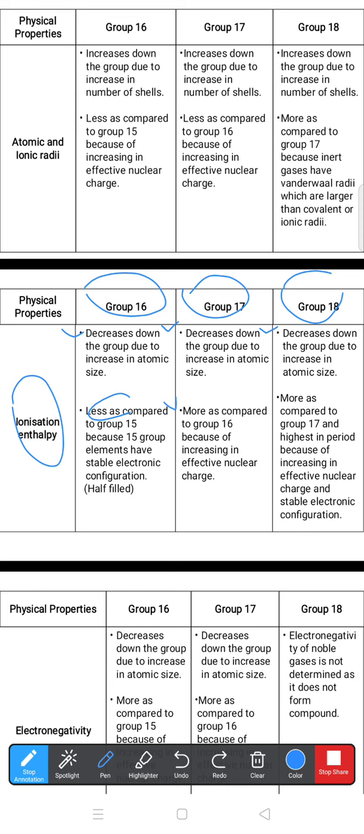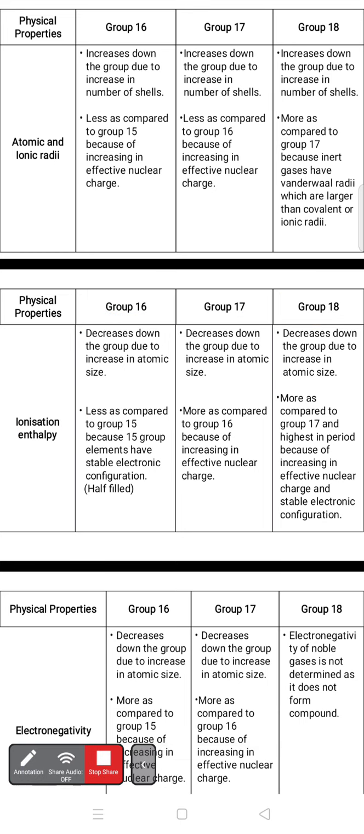Group 17 is more as compared to group 16 because of the increase in effective nuclear charge. You know very well what the effective nuclear charge is. Group 18 is more as compared to group 17 and highest in the period because of the increasing effective nuclear charge, and it shows stability with respect to its electronic configuration. You know group 18 elements are almost stable. That's why ionization enthalpy has that type of comparable effect. It is highest in the period due to the increase in effective nuclear charge.